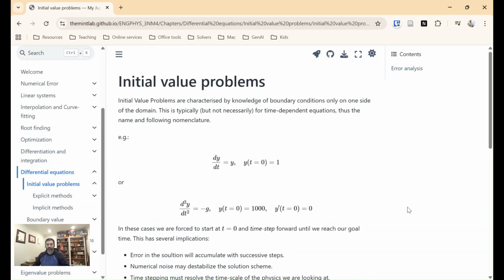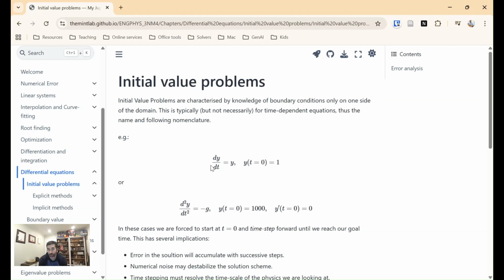Okay, so initial value problems are characterized by knowledge about a boundary condition only on one side of the domain. Typically, these are for time-dependent equations, right? So in this case, your one side of the domain is your initial condition. This is kind of the common one, and here I decided to move this back from x being the independent variable to t because it makes a bit more sense when we're talking about this sort of thing. But if you see it flitting back and forth, the computer doesn't care, math doesn't care if it's time or space or what. It's all just coordinates to it.